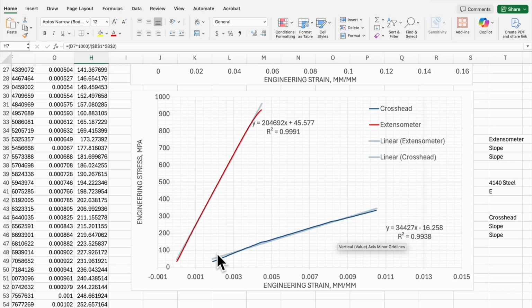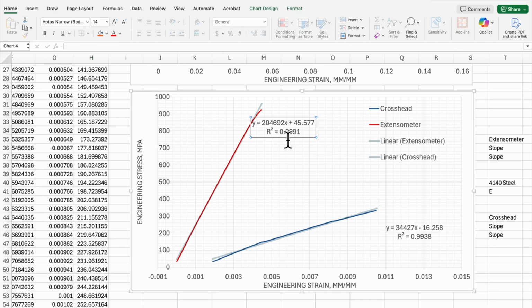After I've isolated just those regions, I had Excel do a linear regression, a linear fit. I plotted it and showed the formulas, which is what you see here. I also put an R-squared value so you can see how good the fit is. You might even notice that the gray lines are the linear fit. The fits are pretty good: you got 0.9991 and 0.9938, so they're both pretty good.